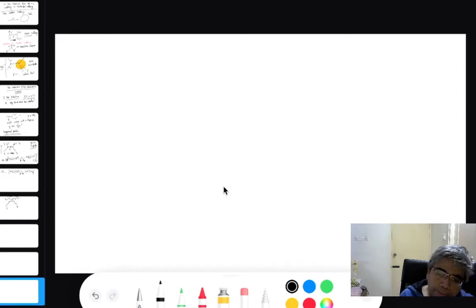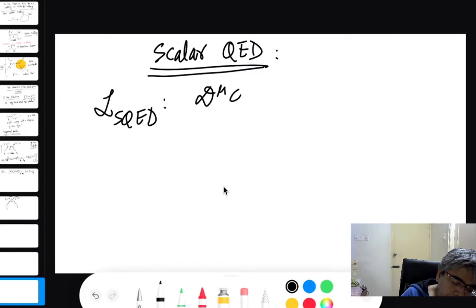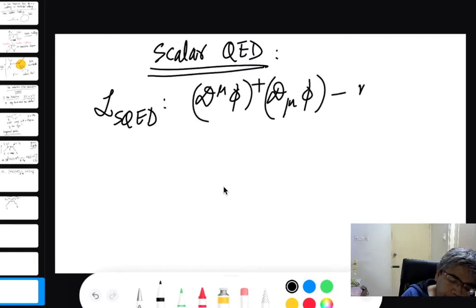Now, before going to the other topic about higher order corrections, because we started with the scalar QED, what happens in the case of scalar QED? The scalar QED Lagrangian, we wrote it down. We'll just look at a couple of processes there also. The Lagrangian contains the kinetic term for phi, minus m squared phi dagger phi, minus 1/4 F mu nu F mu nu.